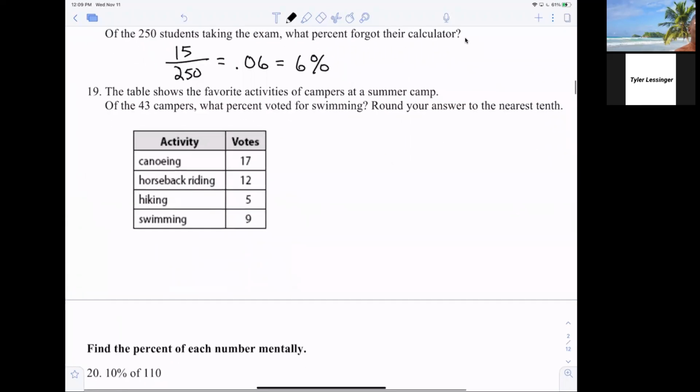Okay, here we go. 19 is important now. It's another table problem. Let's see how good you are. So what percent voted for swimming? How many voted for swimming? Out of how many? 43.